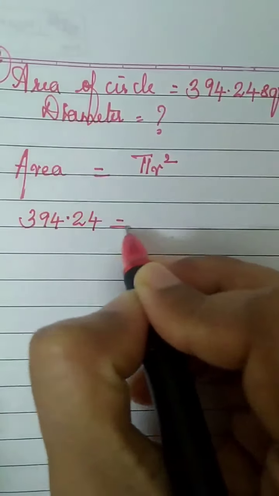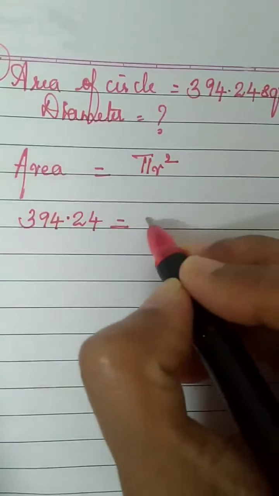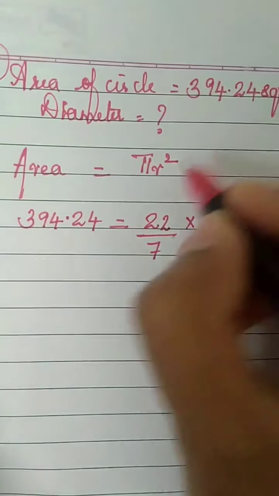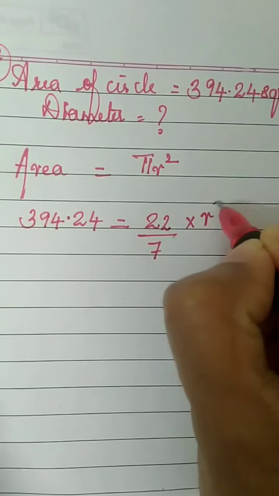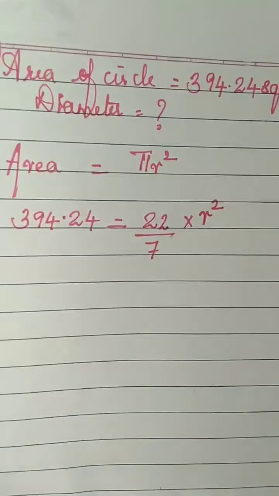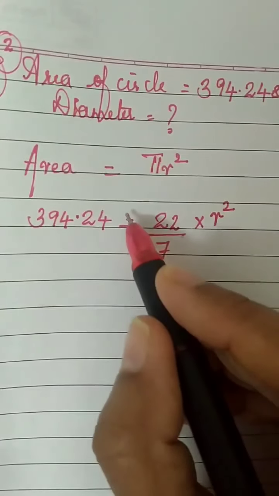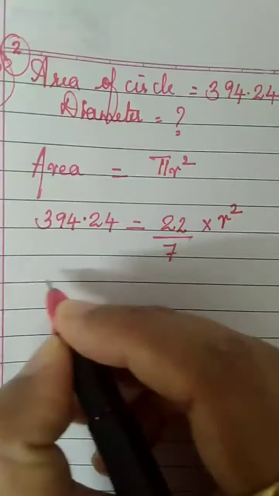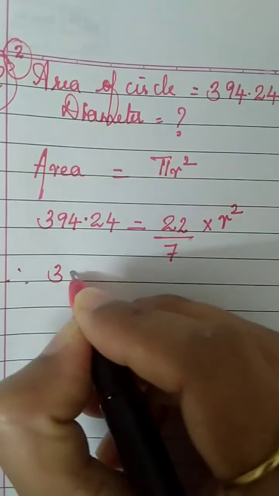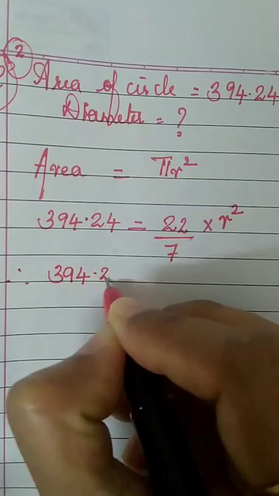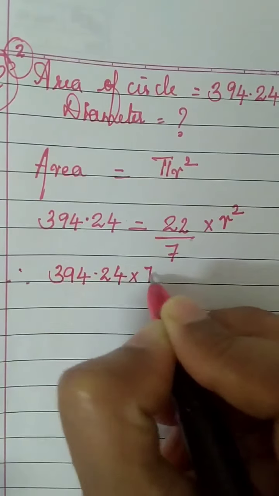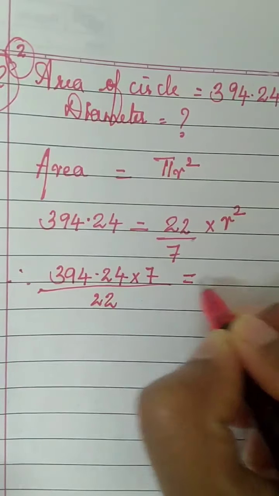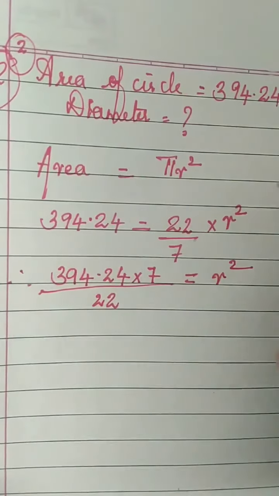394.24 is equal to pi's value, 22 upon 7, into r, we don't know. So r square will remain as it is. Now this 7 will go up. It will become multiplication and 22 will come as division. Therefore, 394.24 into 7 upon 22 is equal to r square.